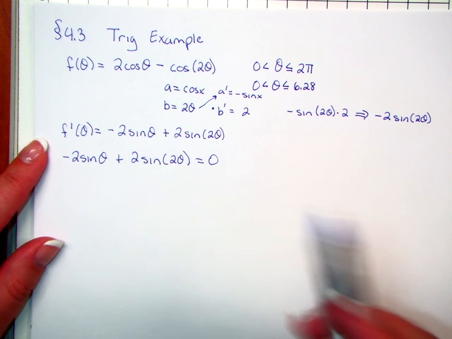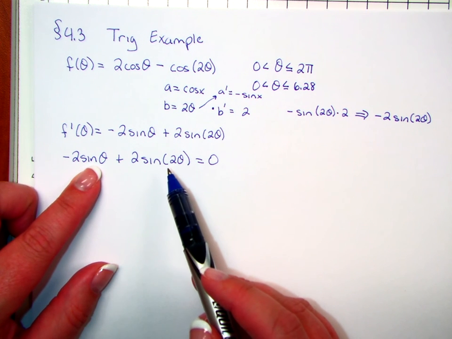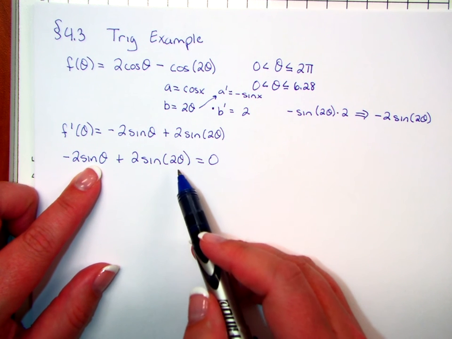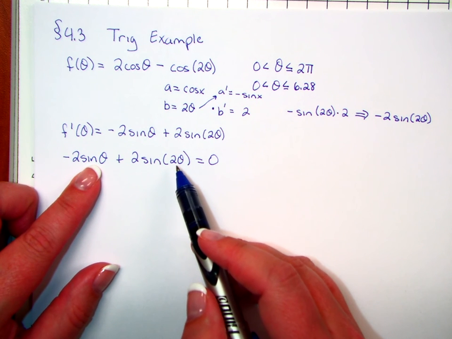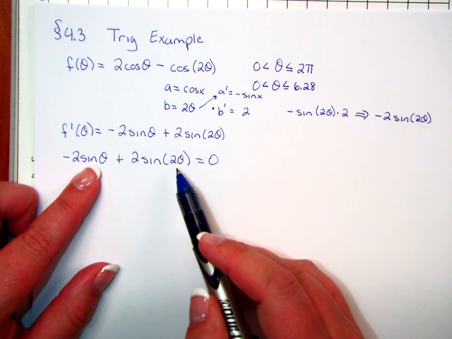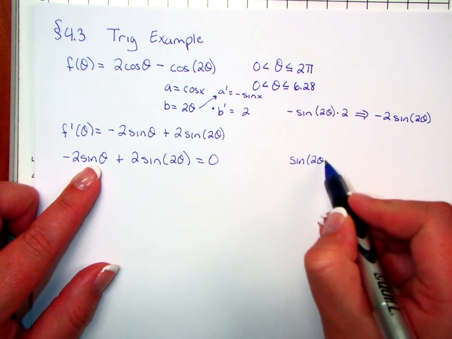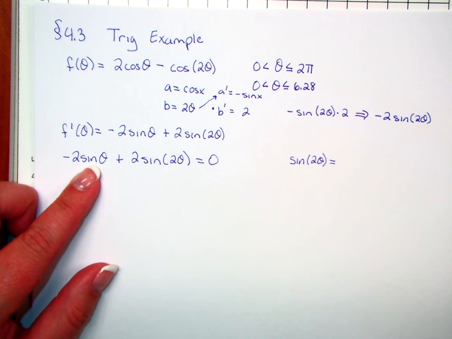Now if you notice, inside the sine function, one of the arguments is theta and one of the arguments is 2 theta. This is a problem because they're different terms. So I would like to get everything as single angles. So I am going to use a trig substitution for this double angle here. Sine of 2 theta has a formula. You can look it up.